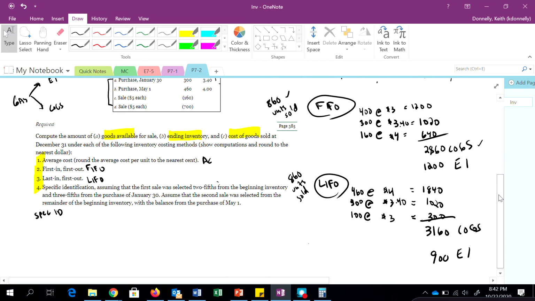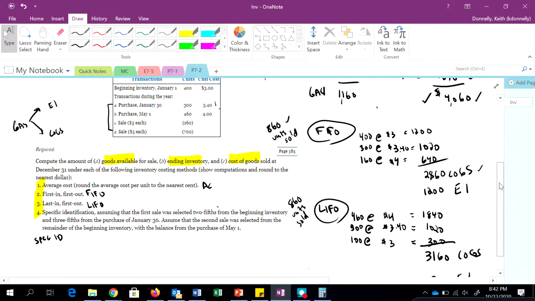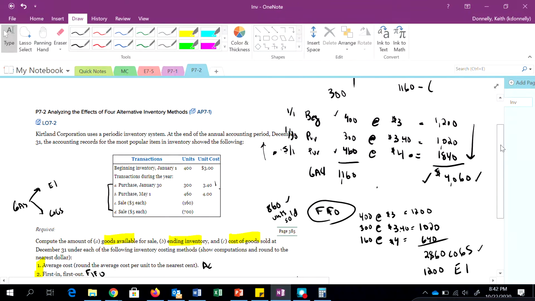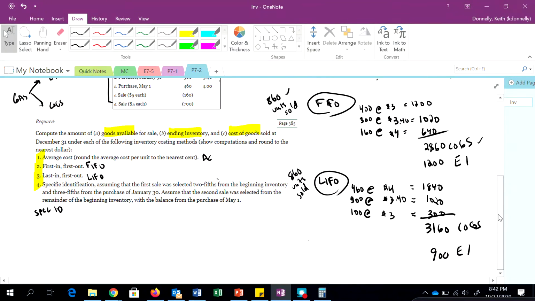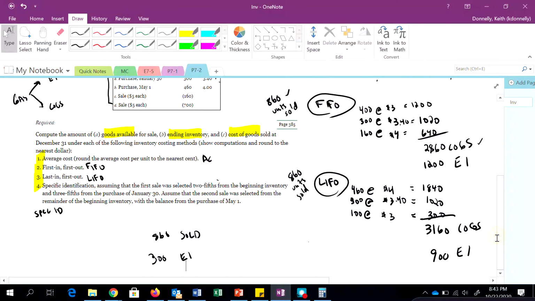So we did FIFO, we did LIFO. In this case, let's do, so we know per the facts, right, that we sold here 860. So 860 we sold. And it looks like if we sold 860, then we had 300 in ending inventory. This is units.